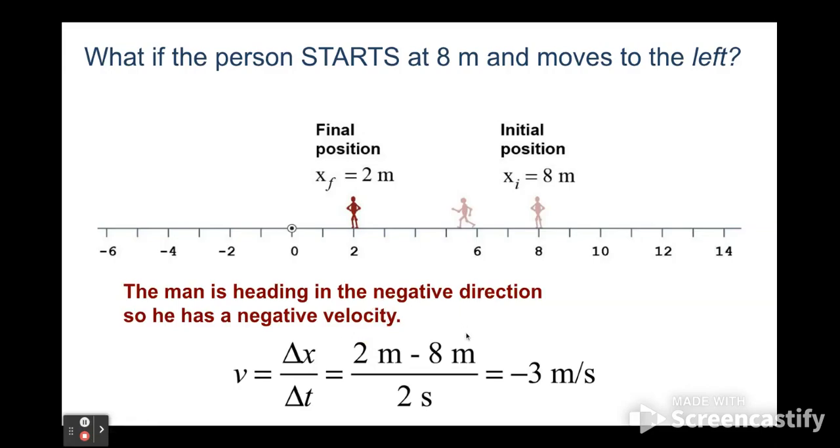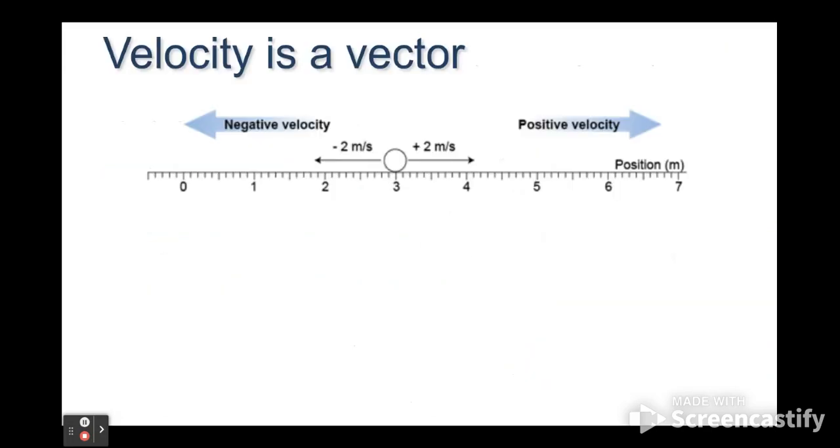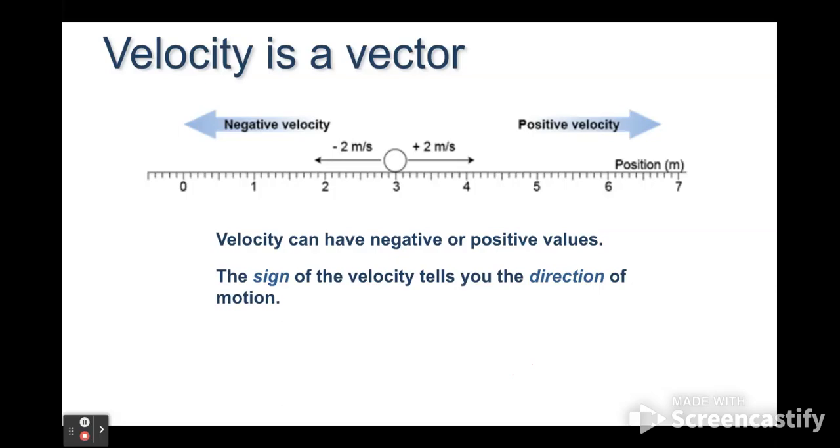The man is now headed in the negative direction. So his final position is 2 meters, and his initial position is 8 meters. You can see these are switched, but it's still the same equation. When we do this, 2 meters minus 8 meters is negative 6 meters, divided by 2, and you get negative 3 meters per second. That tells us which direction he's going. That is because velocity is a vector. Velocity can have negative or positive values, and the sign of velocity is going to tell you the direction of the motion.